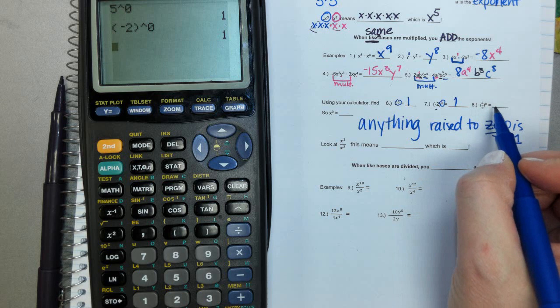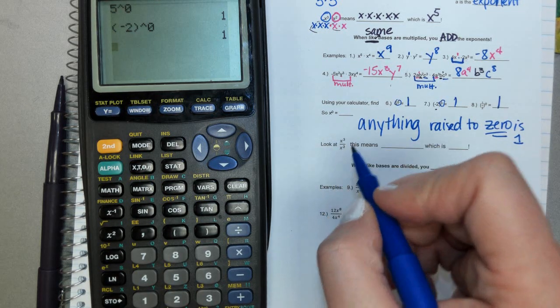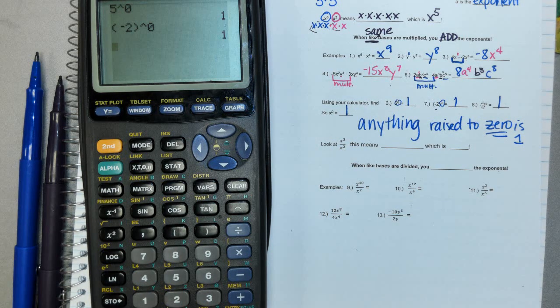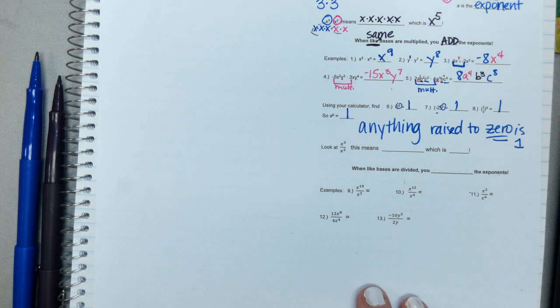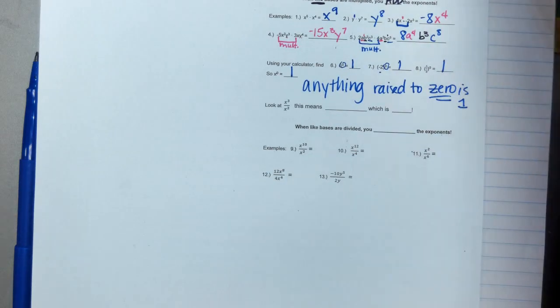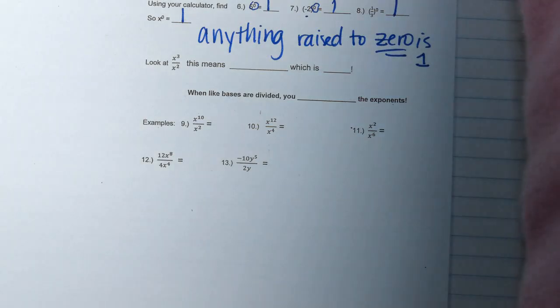So what's 1/3 to the 0 power? 1. What's x to the 0 power? 1. Okay, anything raised to 0 is 1. All right? Okay, let's look at these. This is going to be a new rule. Okay. I'm going to zoom in a little bit.